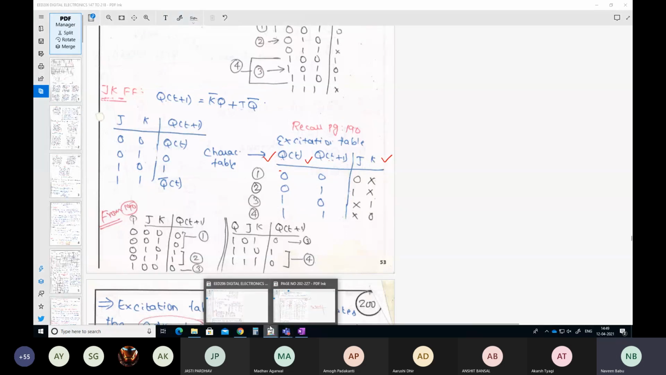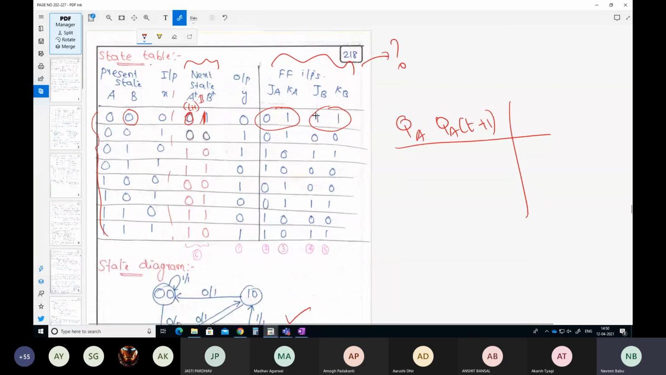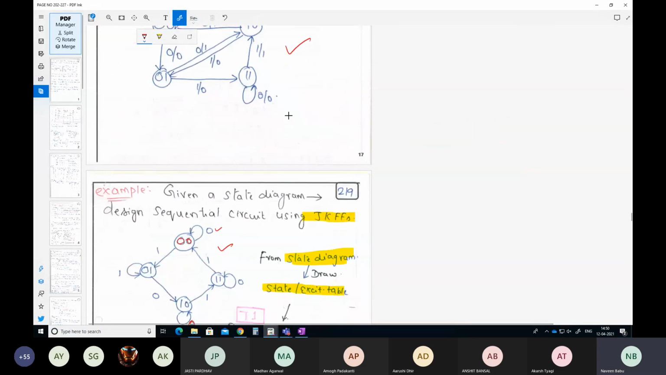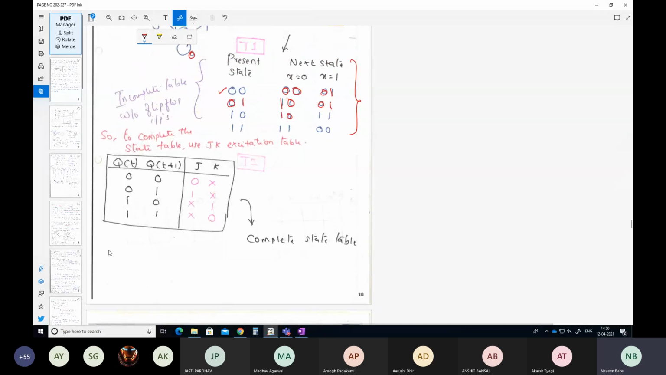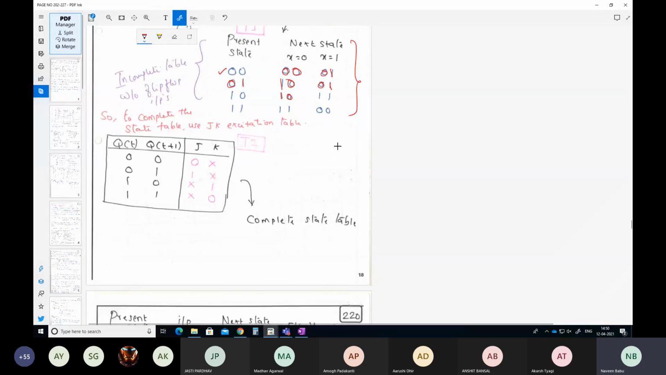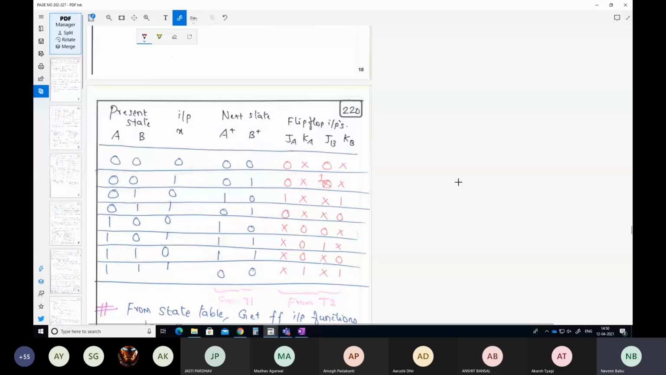So the same thing we follow here. We can fill up these columns using the excitation table that we already know. So we know that we have to fill up this J and K, so we need the excitation table. So what we do here is our present state is 0 and 0, and your next state is 0, 0. We have to create these state tables. So we create a complete state table now. Your present state and your inputs are, as always, listed here.